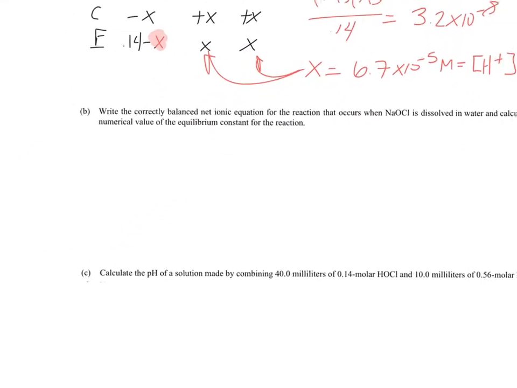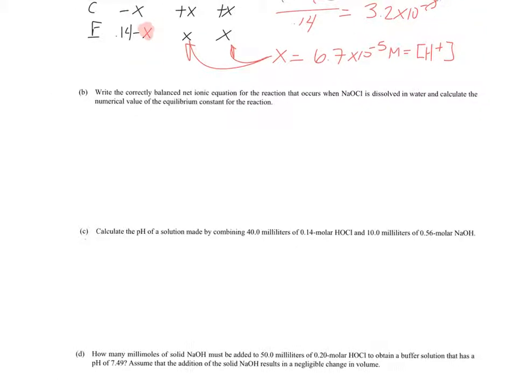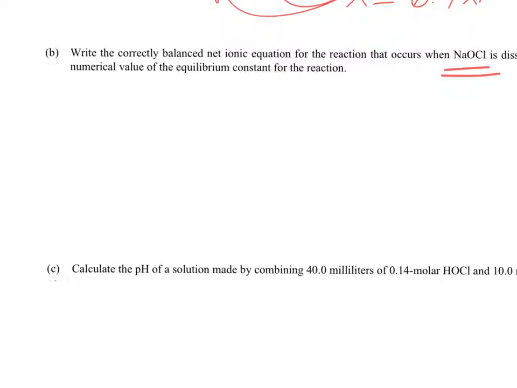Next up, part B. It says write the correct balanced equation for a reaction between NaOCl dissolved in water and calculate the numerical value of the equilibrium constant for the reaction. Now right off the bat, I recognize that this shares a common ion with my weak acid, so this is its conjugate base. Well, I plop the conjugate base into water, and I'm going to have OCl-. The sodium is a cation and is a spectator. So the OCl- is going to remove a proton from water to become HOCl and OH-.